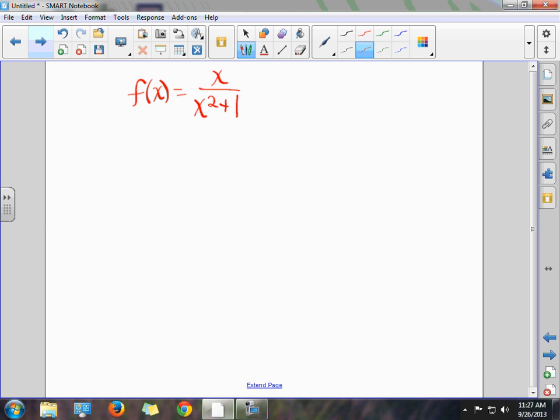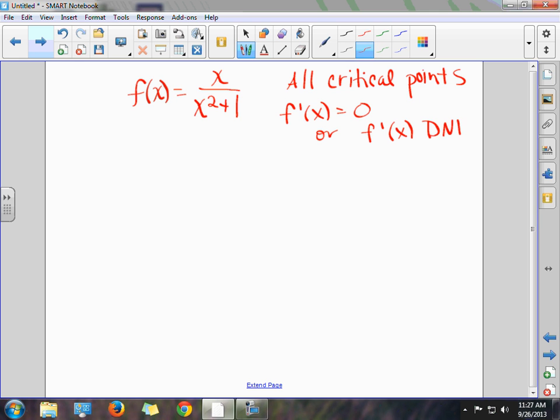So we want to know the places where, if we want all critical points, then we want the places where f prime of x is equal to 0 or f prime of x does not exist. So immediately we need to take our derivative.